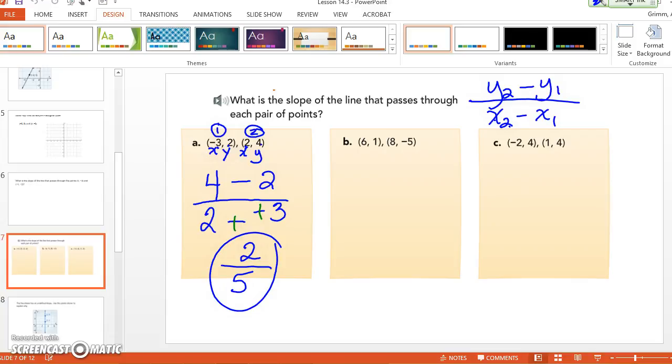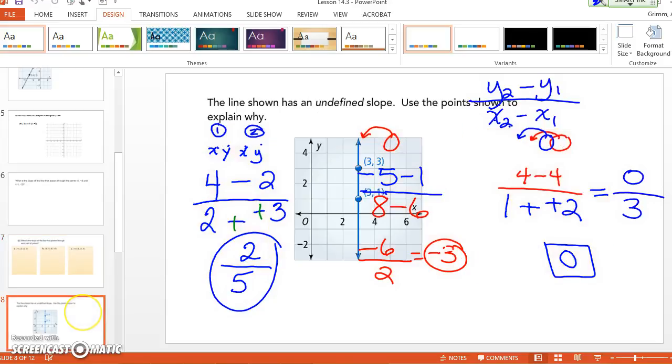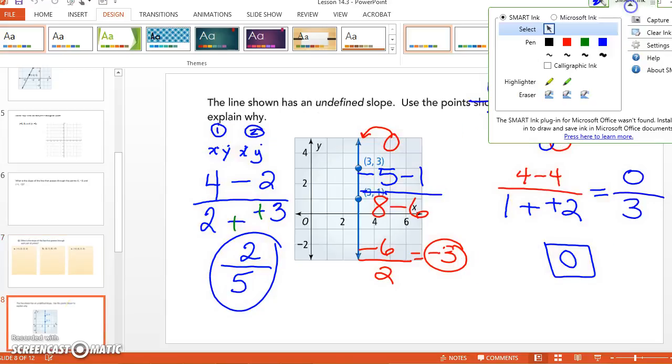Okay, I'd like you to try B and C, and let's just see where you guys are with it, and if I need to help some. Yes, 0 out of 3 is 0, so the answer is 0. That answers your question. Okay, so is there any instance that it would be undefined? I am so glad that you asked if there was any instance that might be undefined.